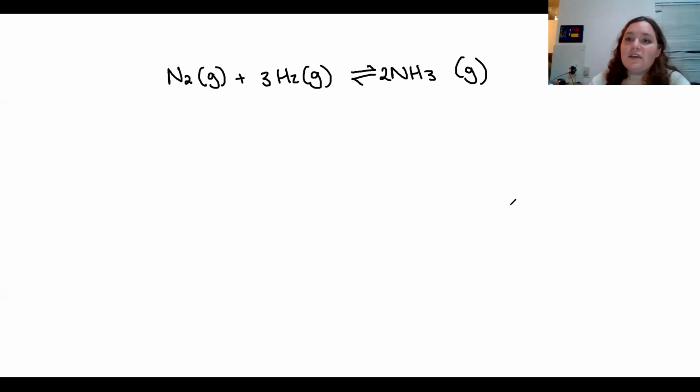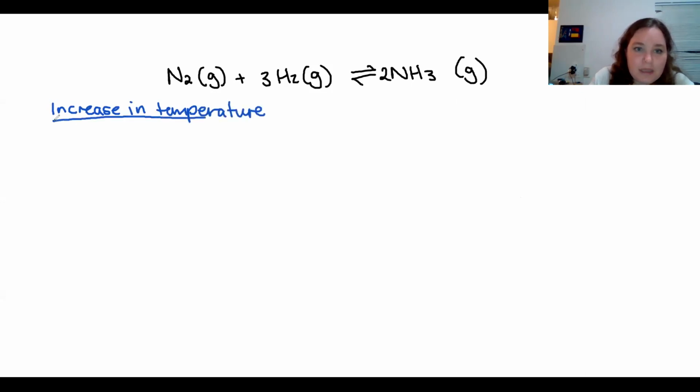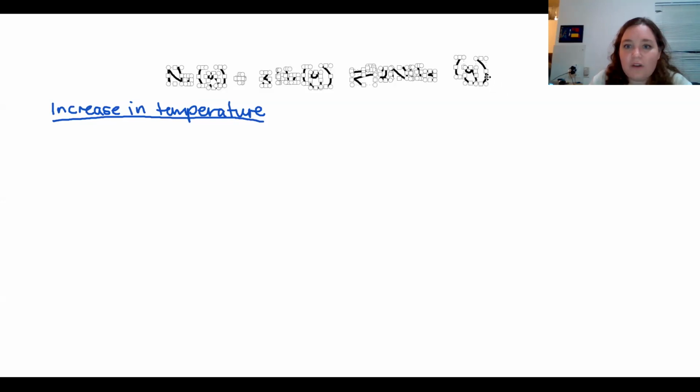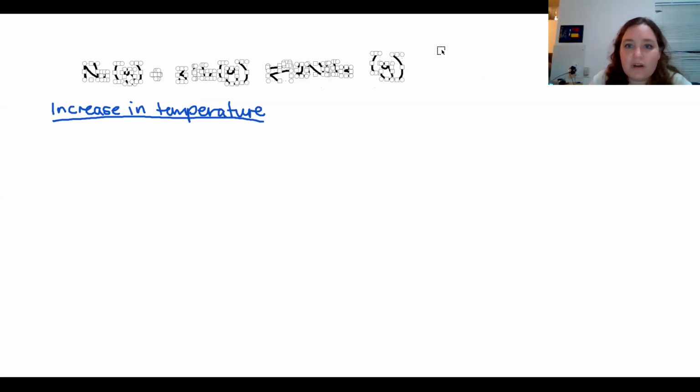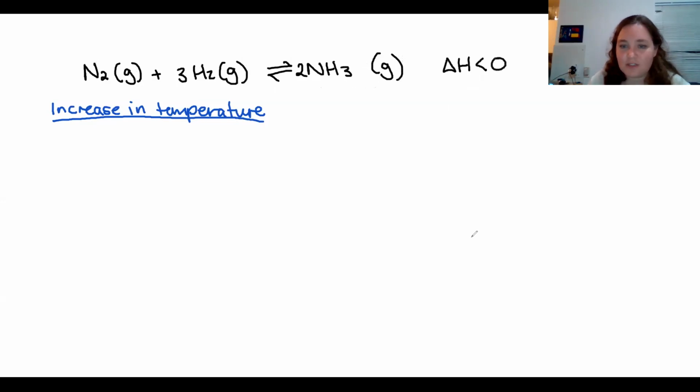Okay. The next thing that we're going to do is, because this reaction is the one I'm going to look at for all of the three factors and how they affect it. The first factor that I'm going to look at is what happens if we have an increase in temperature. Okay. Now, before we go any further, I need to determine whether this reaction is exothermic or endothermic. I'm just quickly going to move it across because I'm going to run out of space otherwise. And I'm going to tell you right now that this reaction is exothermic.